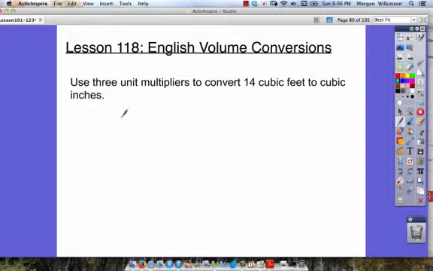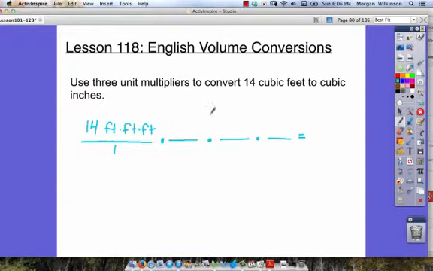So if we want to use 3 unit multipliers to do that, we're going to need to say 14 cubic feet, and we're going to write feet times feet times feet in order to do this, and we're going to put it all over 1, because when we use unit multipliers, we're using fractions. Now, if we're converting cubic feet to cubic inches, we're going to have to use 3 unit multipliers so we can write them out. That's what the problem tells us to do.